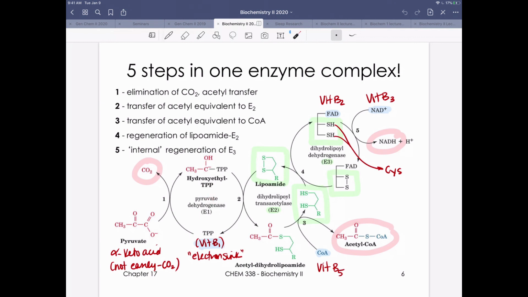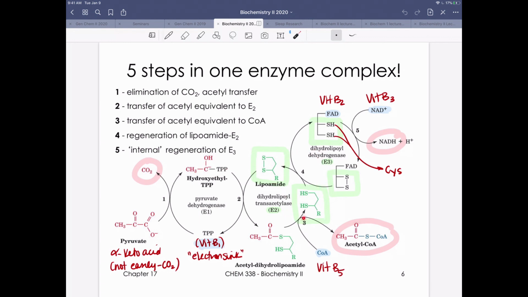So E1 is still ready, and for the rest of this process, it's going to be in its ready state. And E3 is also ready. It's not been used yet. So steps 4 and 5 are really about regenerating our enzyme active state. So we're going to have now in step 4, E3. So what really happens is E3 is going to regenerate this lipoamide arm. Remember, this is a long arm that's going to dip back and forth between different enzyme active sites.